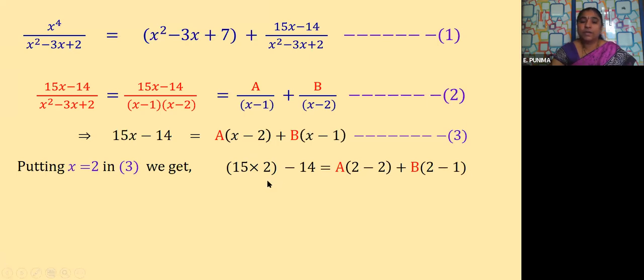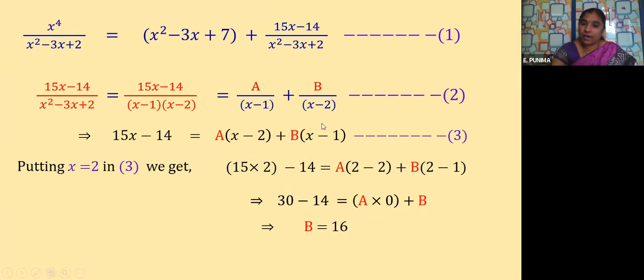So 15 into 2 is 30, minus 14 is equal to, it is nothing but 0. A into 0, plus 2 minus 1 is 1, 1 into b is b. Now 30 minus 14 is how much? It is 16. Yes or not? So here a into 0 is 0, plus b is b. B is equal to 16. Now we got the value of b.